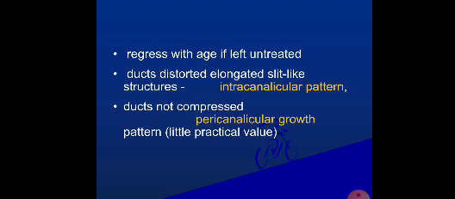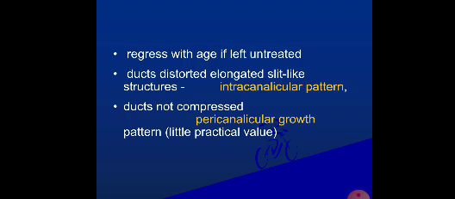Microscopically, histologically, we divide this fibroadenoma into two patterns according to the arrangement of the ducts. When the ducts are distorted and elongated, and slit-like structures are present, we know it as the intracanalicular pattern. And when the ducts are not compressed and dilated cystic ducts are visible, we know it as the pericanalicular pattern.